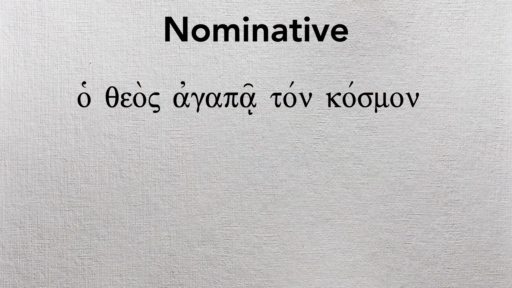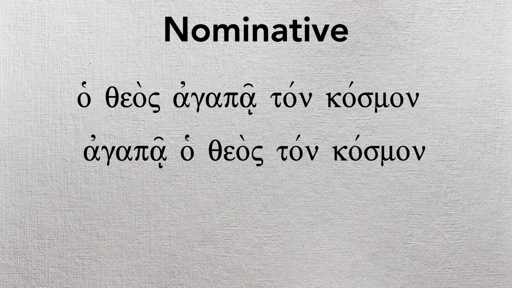Now, ton kosmon, we haven't gotten to this part yet, but ton kosmon is actually in the accusative case, which is going to be the direct object. That's how we know that ton kosmon, or world in this case, is going to receive the action of the verb. So this sentence says, God loves the world. God loves the world. Now, how do we know that it's not the world loves God?